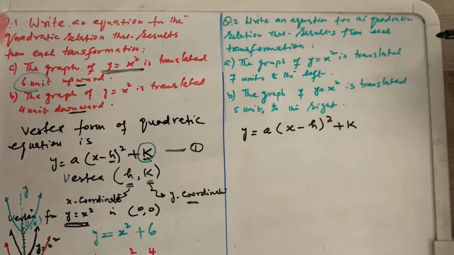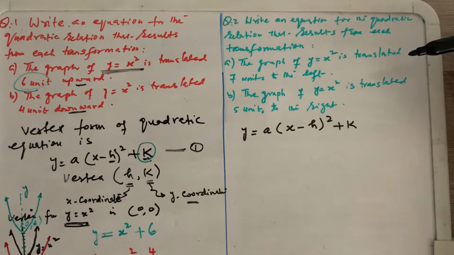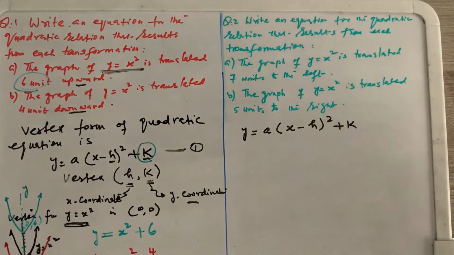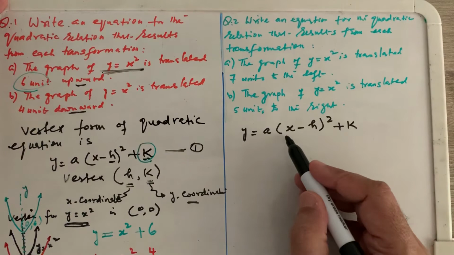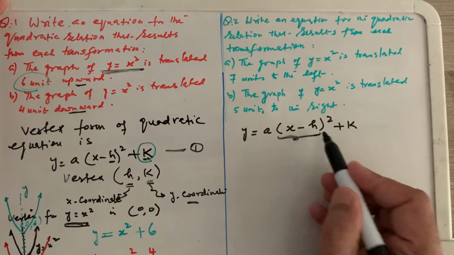Here it is saying the graph of y equals x squared is translated 7 units to the left. Left and right is your x-axis, right? Left and right is your x-axis. How it is translating on the x-axis is determined by where h is going, right? Where h is going to.